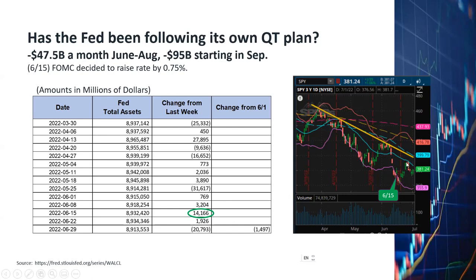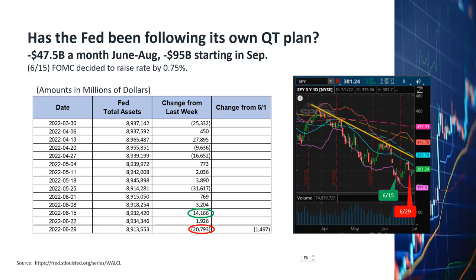And then finally, the Fed felt comfortable enough for the week ending June 29th to pull out $20.79 billion. June 29th corresponds to this red candlestick here on the chart. And sure enough, when the Fed started to pull money out, the market started to drop a little bit.